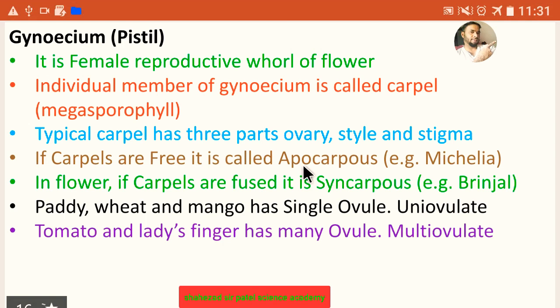There are some terms used for flowers, like apocarpous, syncarpous, uniovulate, and multiovulate. So I am explaining these words. Apocarpous: the flower in which the carpels are not fused with each other. If they are free from each other, then that type of flower is called an apocarpous flower. For example, Michelia. If in the flower some carpels are fused, if they are not free, then this type of flower is called a syncarpous flower. For example, brinjal.